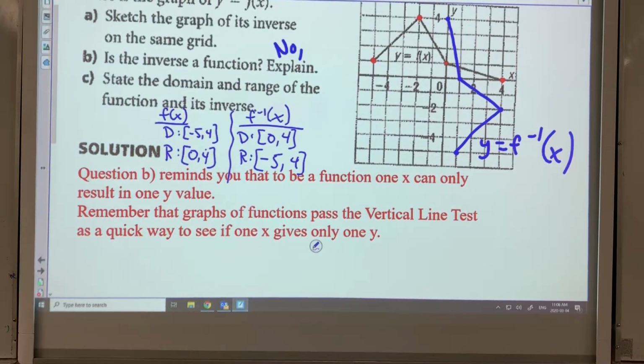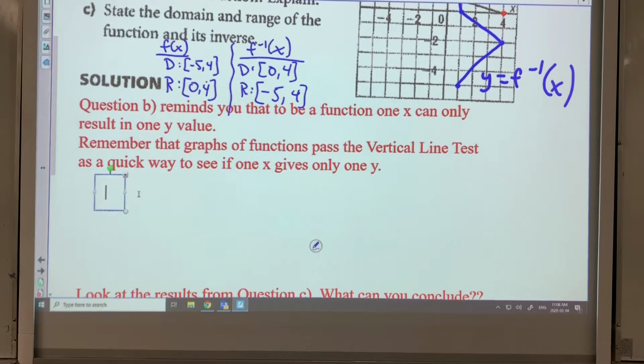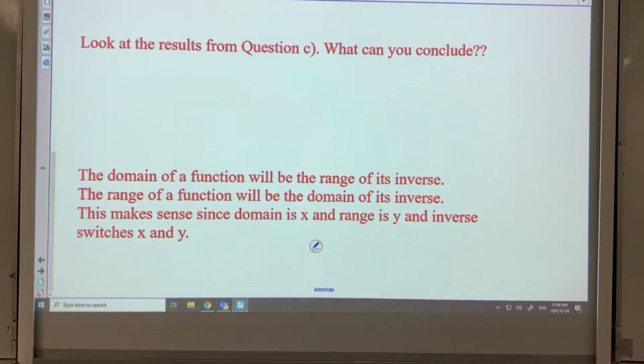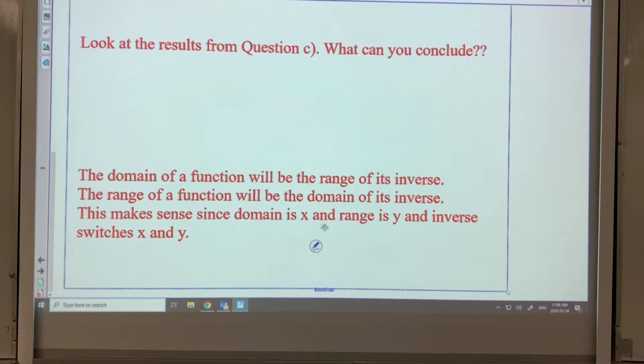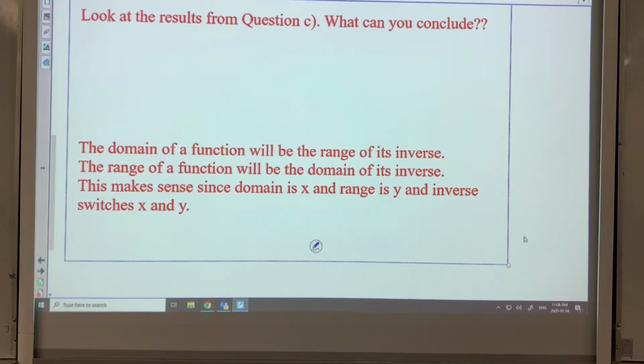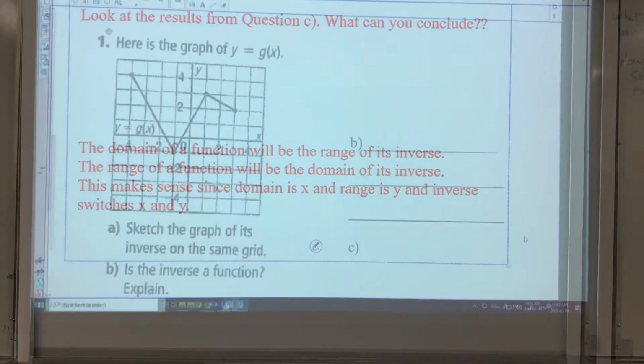I'll write that out. Looking at the results from C, what can you conclude? Oh, I did write. Is this in your notes? Okay, good. So the domain of a function will be the range of its inverse, and the range of a function will be the domain of its inverse. Excellent. We'll leave it there, and then we'll splice these together.